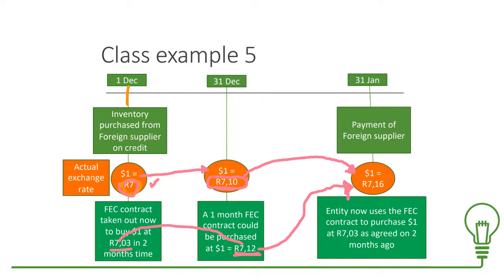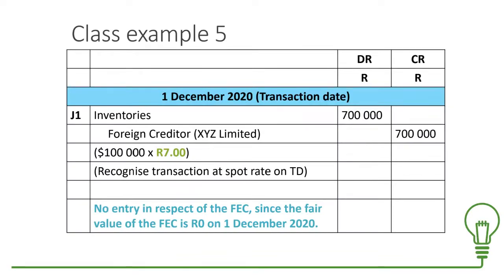Now let's have a look at the first journal entry. We first want to pass the journal entries at transaction date, at the date that the FEC is taken out. Notice it's in green, so we're using the spot rate here. We're saying 100,000 US dollars at the spot rate of 7 Rand. That means that we've got an inventory out of the creditor of 700,000 Rand. Everyone gets that, that's an easy one. We credit the creditor because we want to increase the creditor. We debit inventories because we've got more inventories, and the amount is 700,000 Rand.